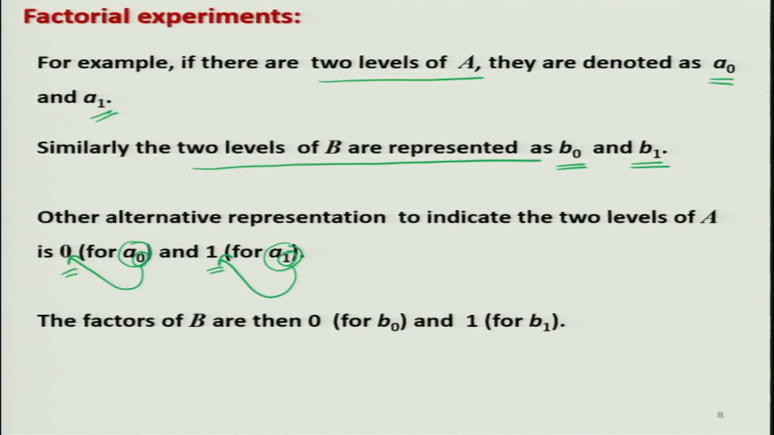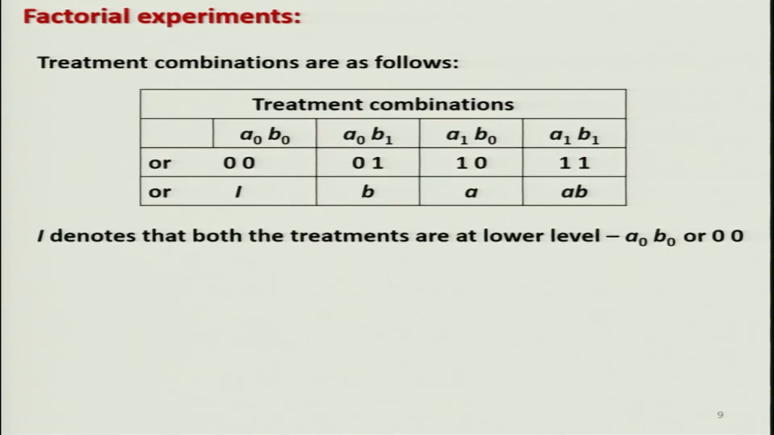Similarly, for the factor B, we can represent the 2 levels by B0 and B1. This 0 can come over here, and I can represent it here as a 0, and this 1 of B1 will come here, and I can represent it here as a 1. So, this 0 and 1 will represent the 2 levels of factor B, right.